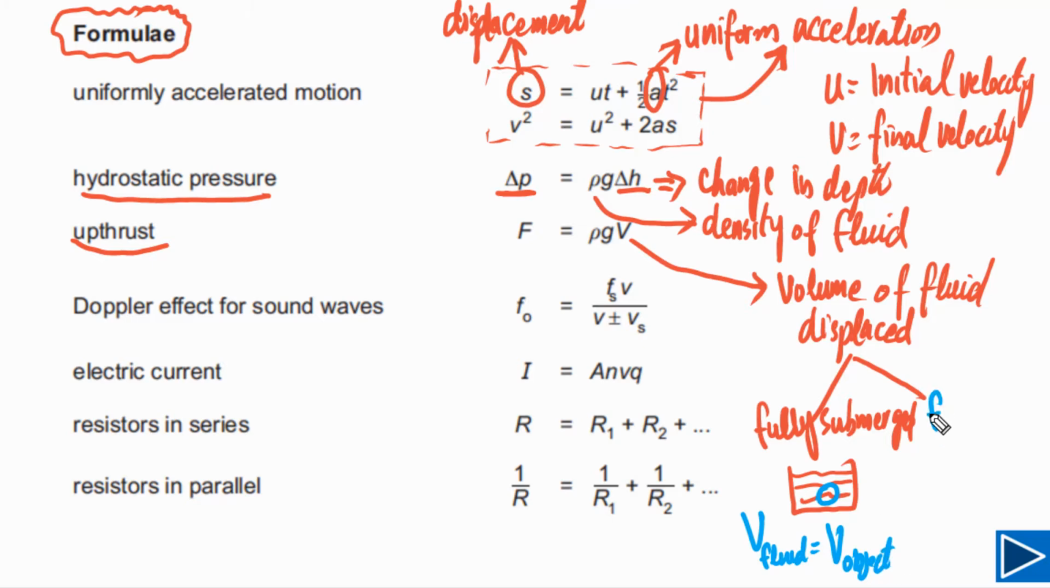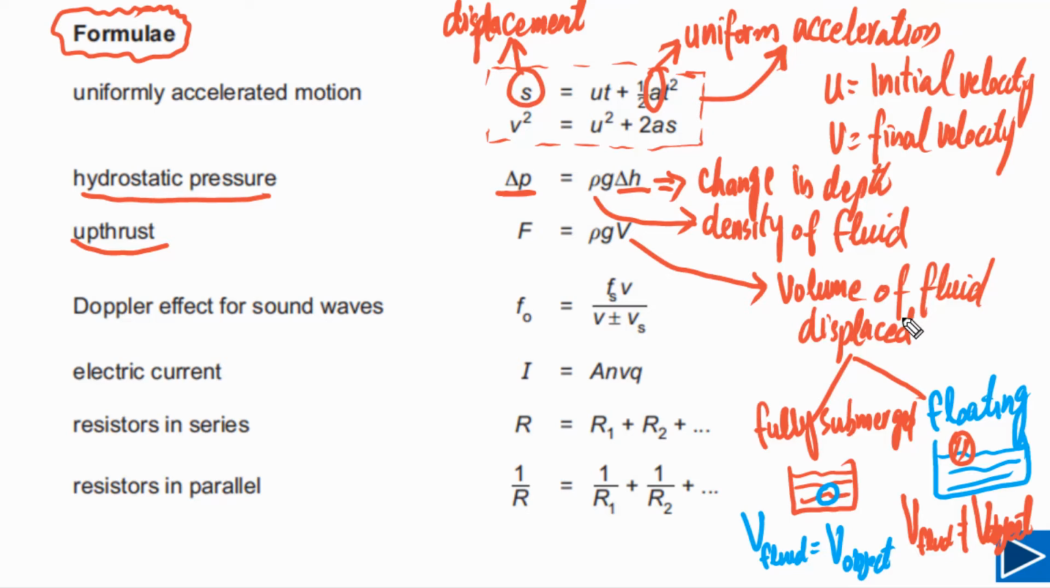But when the object is floating, you can understand simply from here. Let's say we have this liquid and the object is floating. In this case, the object is somewhere here. In this case, volume of fluid displaced and volume of object are not the same. So you have to be very clear about this.